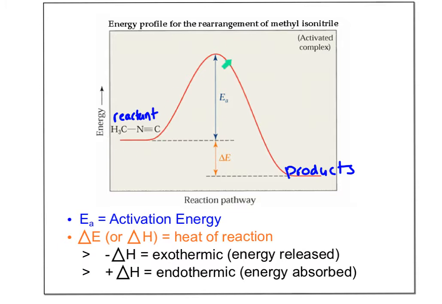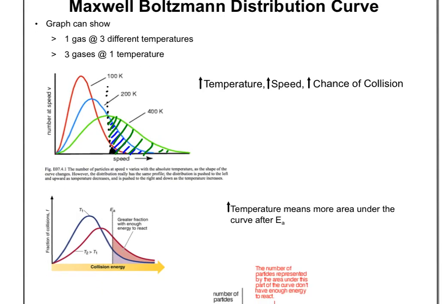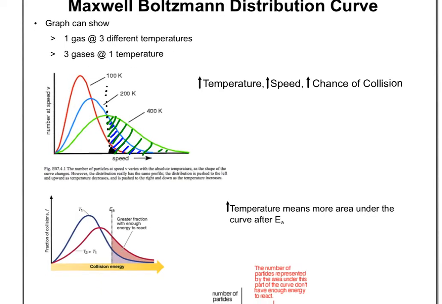But that is different than a Maxwell-Boltzmann. This is not a Maxwell-Boltzmann graph. These are all Maxwell-Boltzmanns. So, a couple of things. The graph can show one gas at three separate temperatures or three gases at one temperature. This particular graph that we're looking at is one gas at three temperatures.